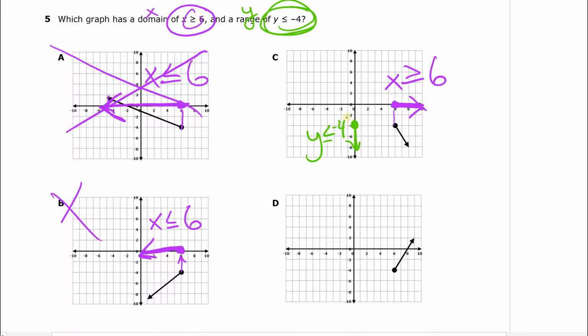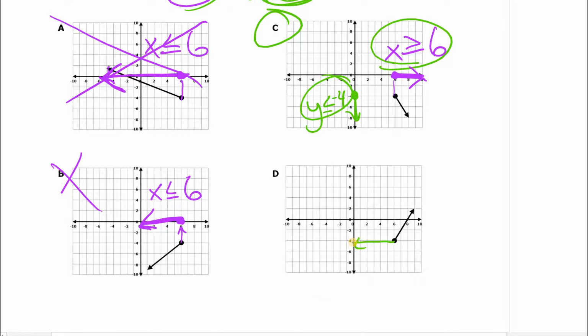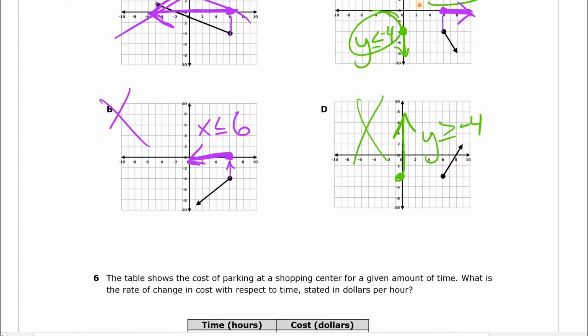So we have y is less than, x is greater than, x is greater than. C is the answer. The problem with D is when we squish it over, it's actually going up. So that one would be y is greater than or equal to -4, not the one we want.